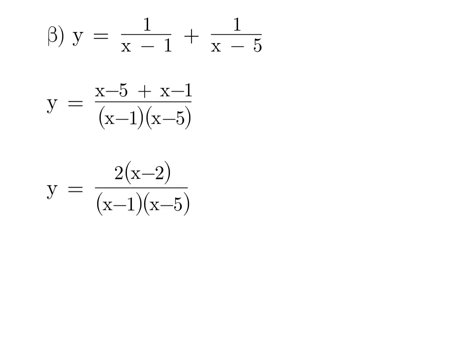Okay, here's our next one. For this one, it's going to be helpful if we actually add the fractions, because we can definitely tell where our asymptotes are, because x can't equal 1 and x can't equal 5, but we need to know what's going on in the numerator. When we add them together and then factorise, we get 2 outside of x minus 2 over x minus 1, x minus 5.